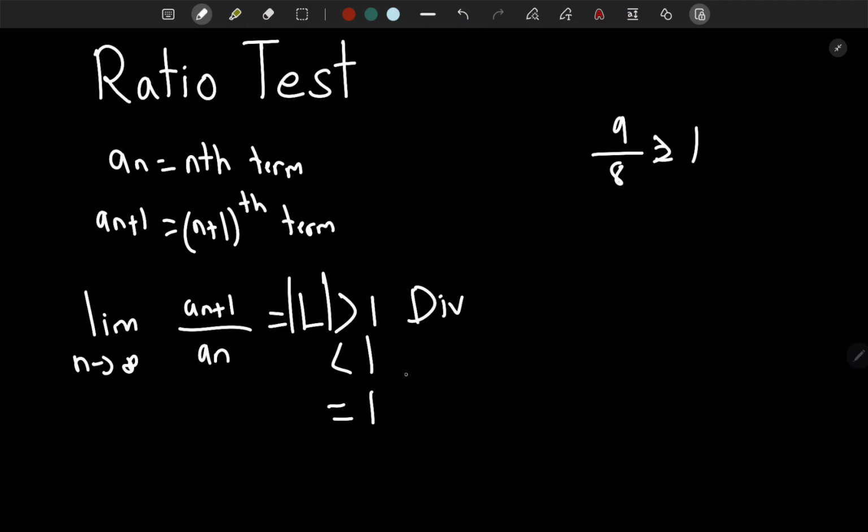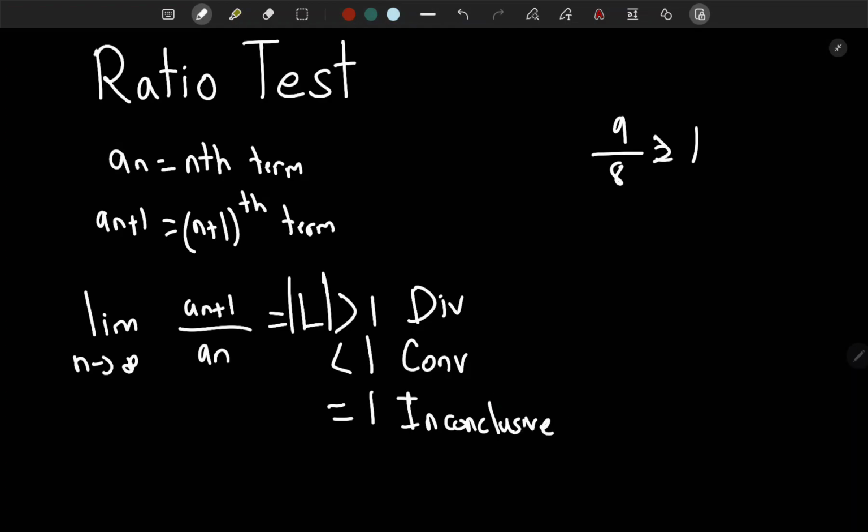Now if it's less than 1, meaning that it's between 0 and 1, it means that it's converging, because we cannot have negative values for L anyway. So it has to be more than 0 and less than 1. So it converges. Now if the answer is equal to 1, this means that it is inconclusive, meaning that you have to try some other test, since the ratio test fails when the value is equal to 1.